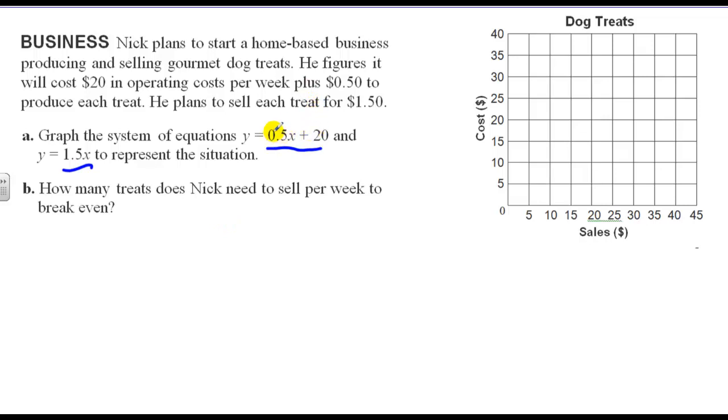Now you need to figure out the slope in each case. 0.5 is the same as a half. So that's the slope here. 1.5 is the same as 3 halves. So that's equal to the slope for the second one. Y-intercept is 20. Go up 1 over 2 throughout.